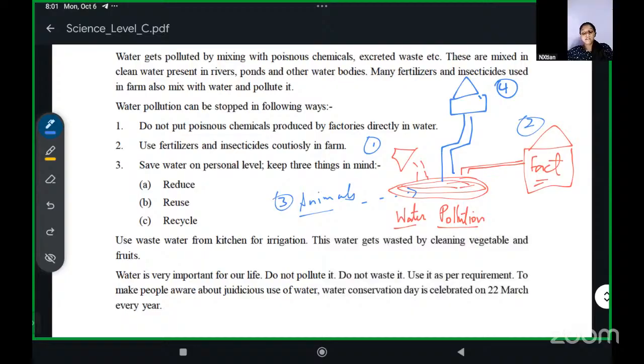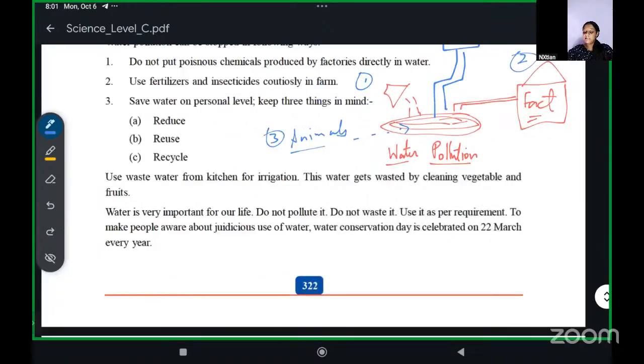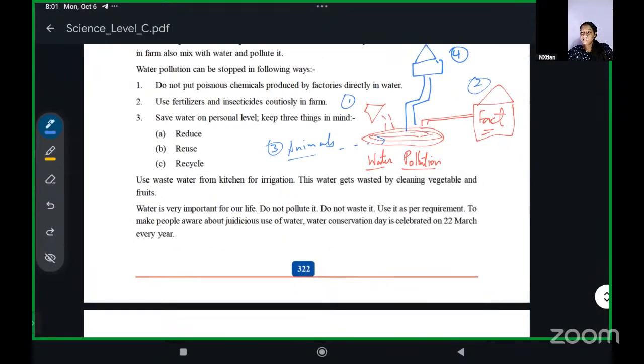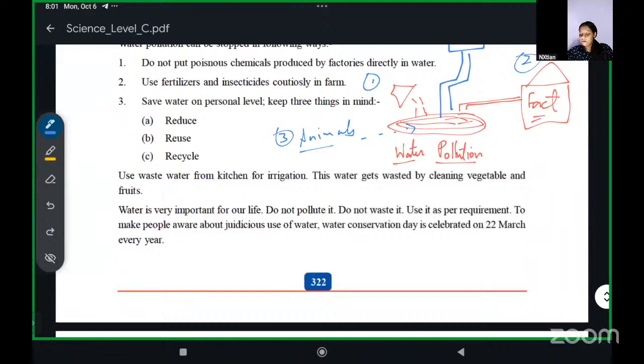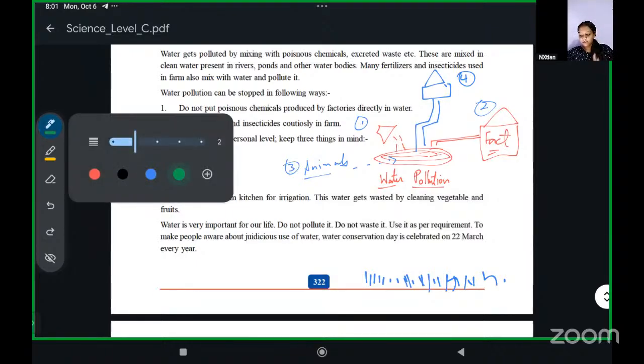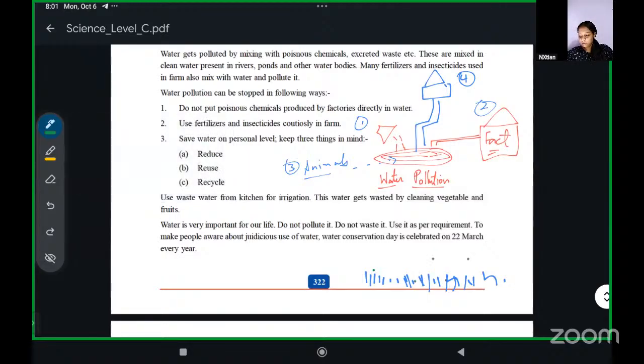Then one more reason, see how this one works. Suppose a farm is there, and fertilizers are put in this farm.